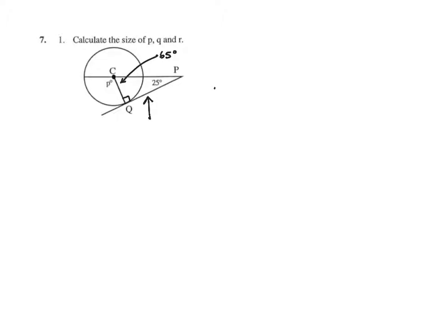And angle P then is found by subtracting 65 from 180. And that gives us 115 degrees, because this angle here is a straight line.